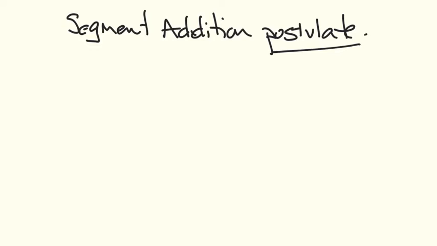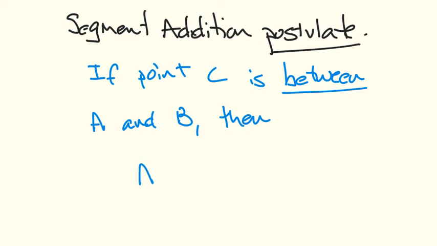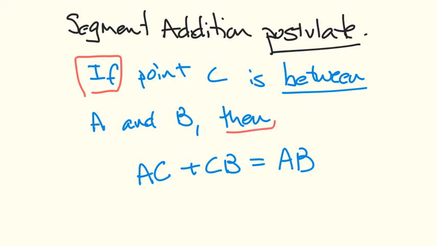And the segment addition postulate says that if point C is between A and B, then AC plus CB equals AB. So notice if and then.